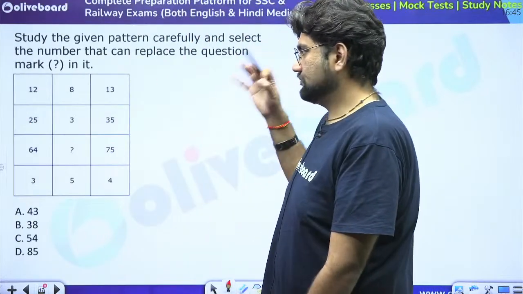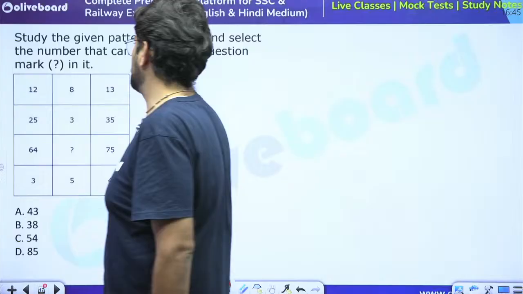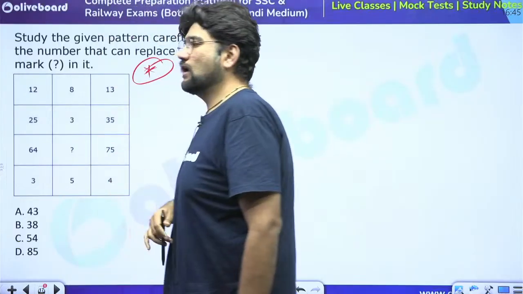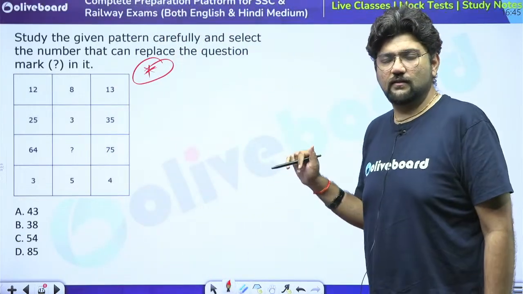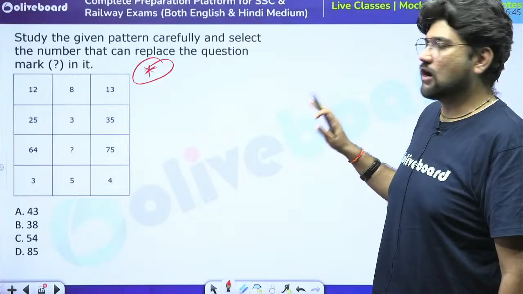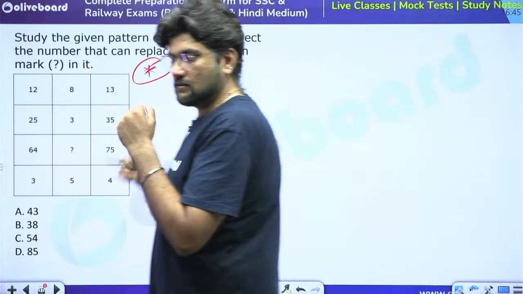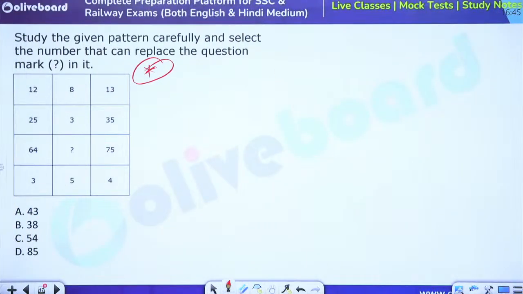Next. Excellent question. This was supposed to be left in the examination. You can't do this. Okay. This is just not easily understandable in the examination. Just give it a shot.